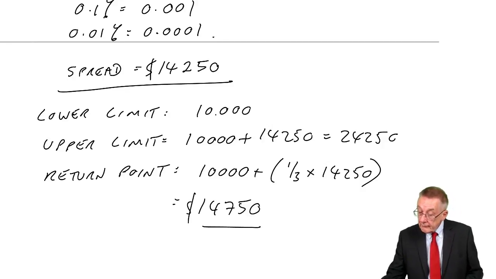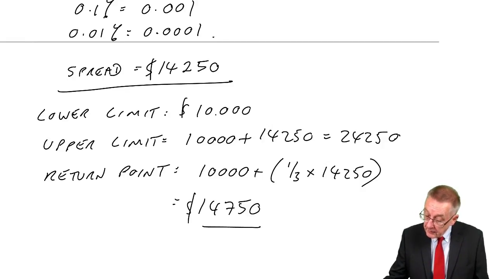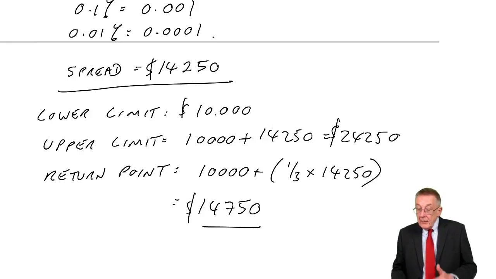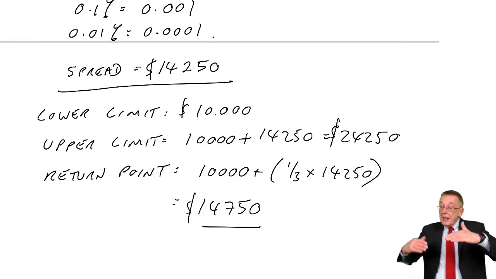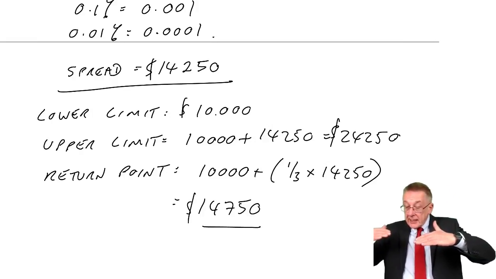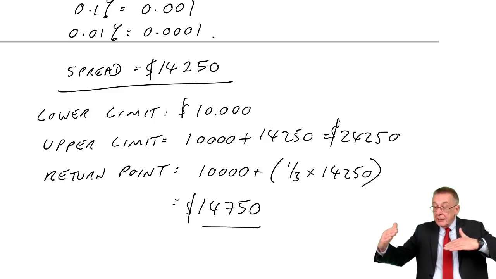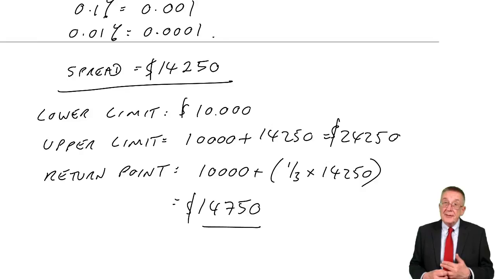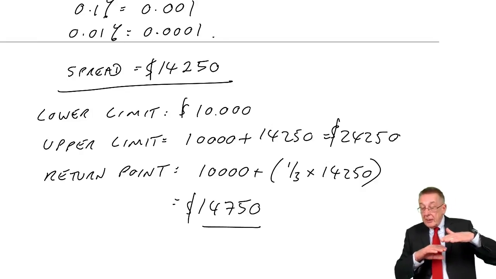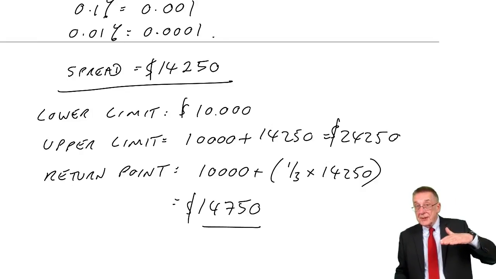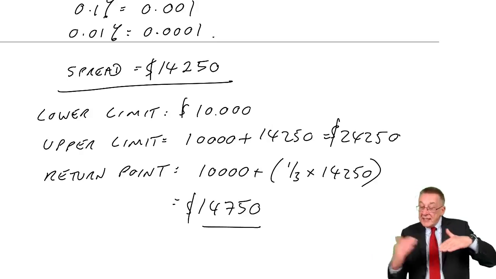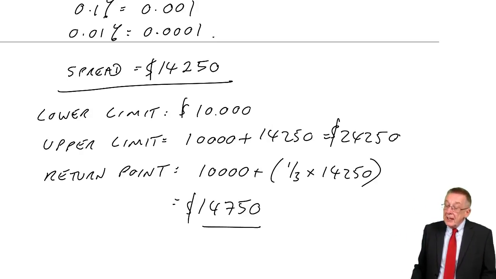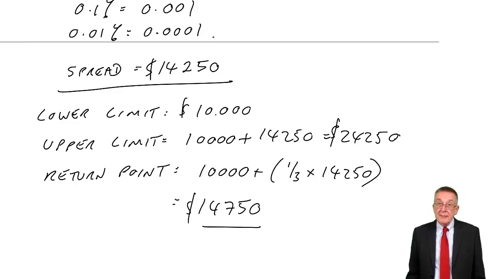And there we are. I'm not going to wind back to my picture at the beginning. But the return point, 14,750, whenever the balance hits the upper limit of 24,250, we put the difference on deposit, so it goes back to 14,750. If ever the balance drops as low as 10,000, we take the difference from deposit to go back to 14,750.